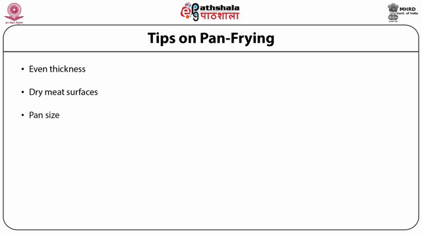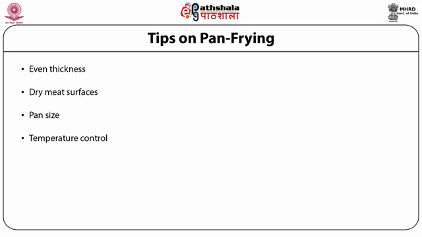Third is the pan size. Use a suitably wide pan so meat is not crowded during cooking. Too much meat added to a small pan reduces temperature and slows down cooking.